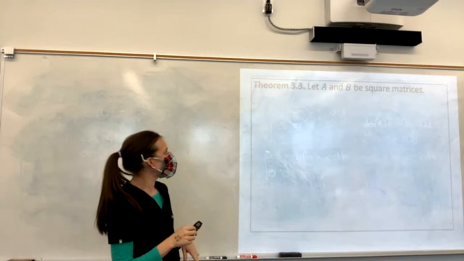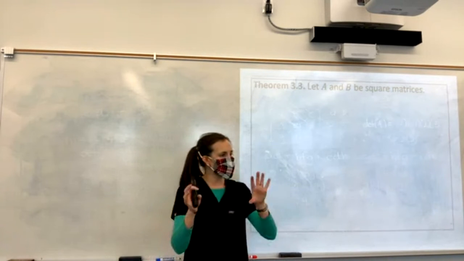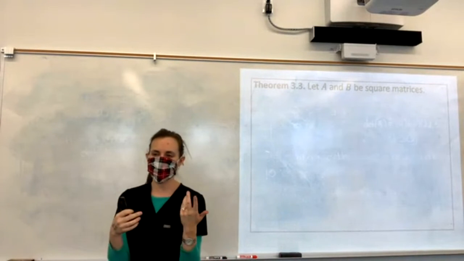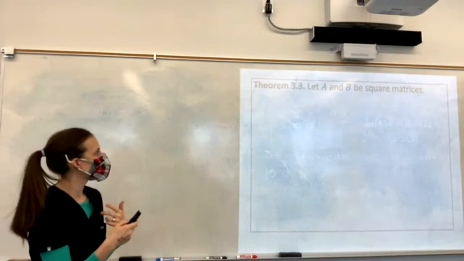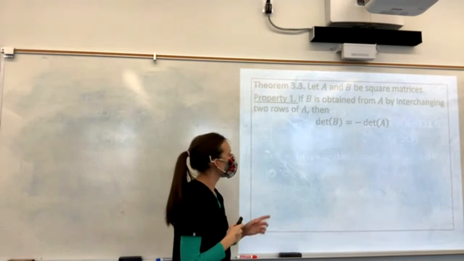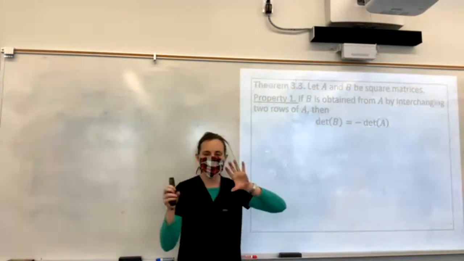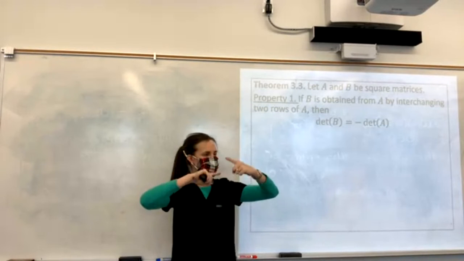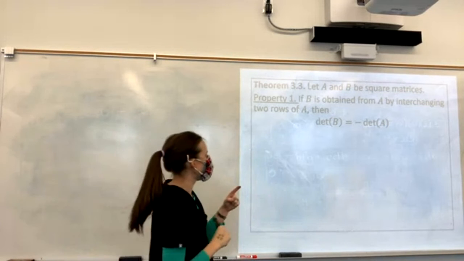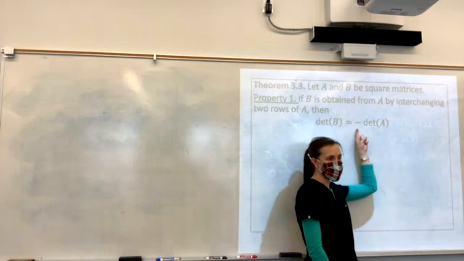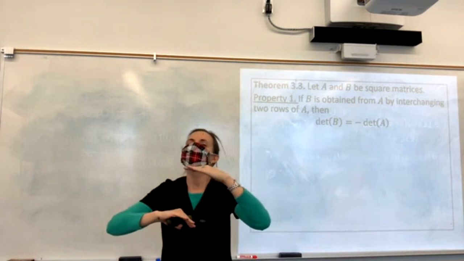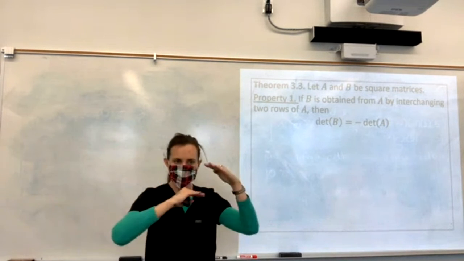What we need to figure out is what those row operations do, what effect they have on the determinant of a matrix. Suppose that A and B are any square matrices. If I get B from A by swapping two rows, the effect on the determinant is that I get a negative. So if I swap two rows, my determinant gets a negative.